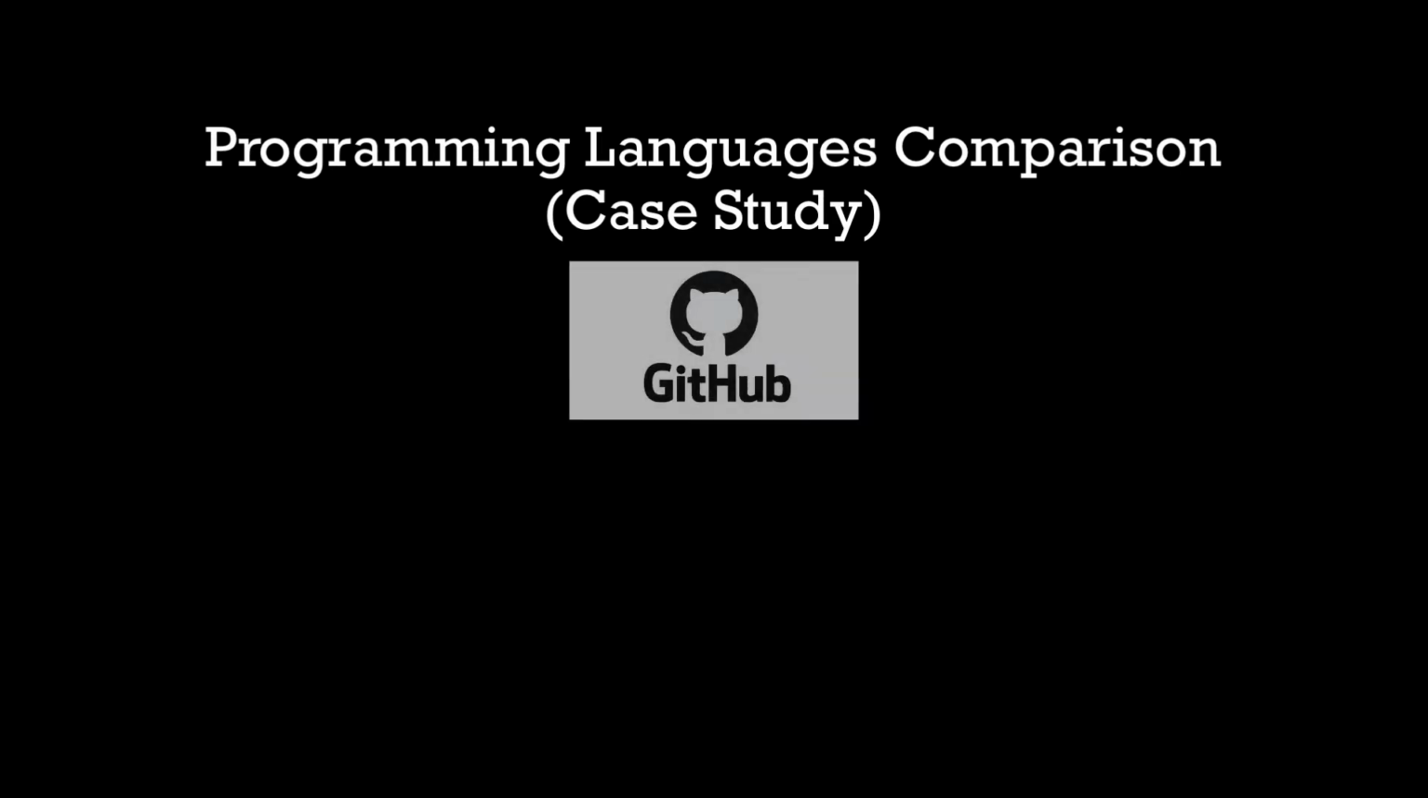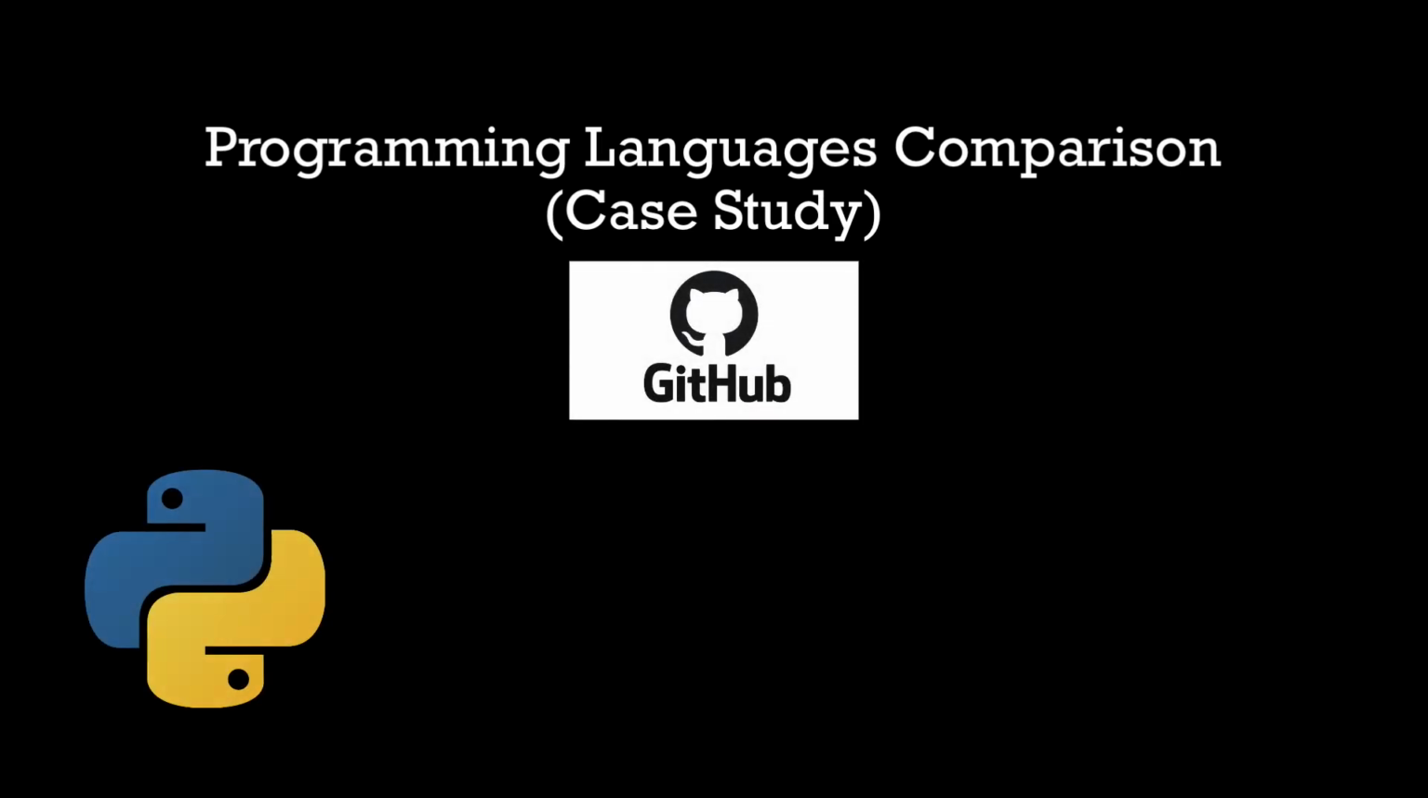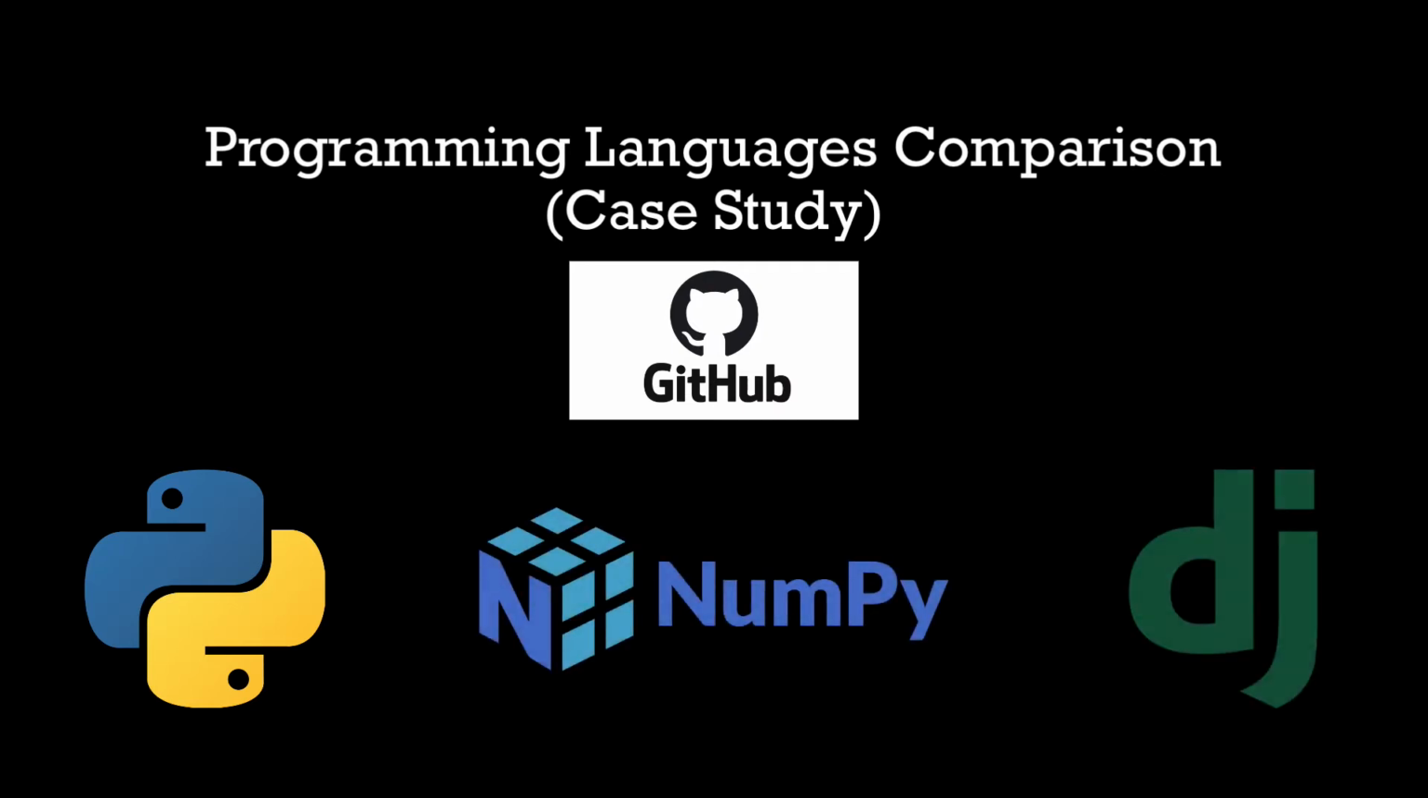In this case study, I will do a comparison between multiple programming languages that will show which languages are the most popular based on GitHub repository data. Then we will look at trends related to Python modules and Python web frameworks. And the best part is that we will automate the retrieval of data from GitHub using Python.